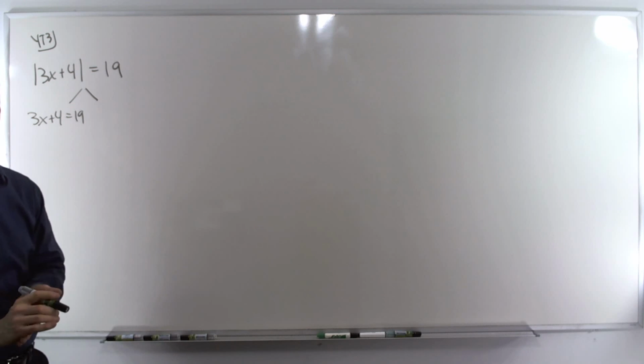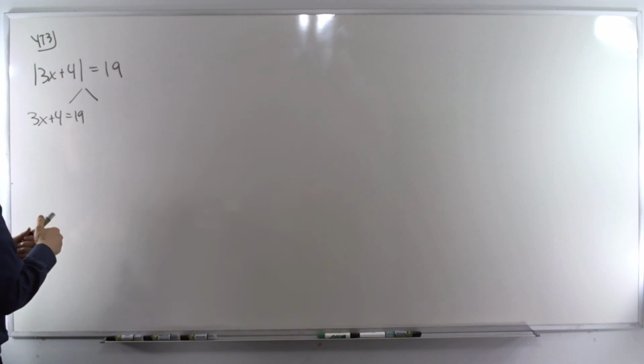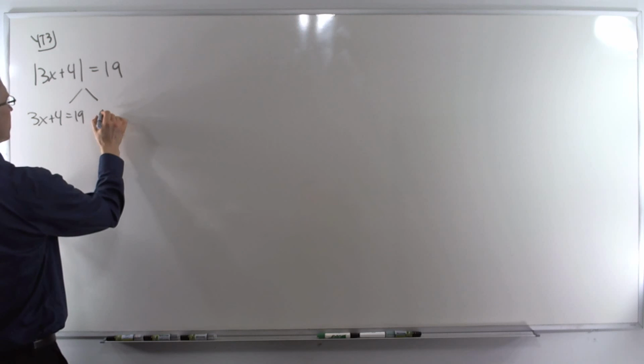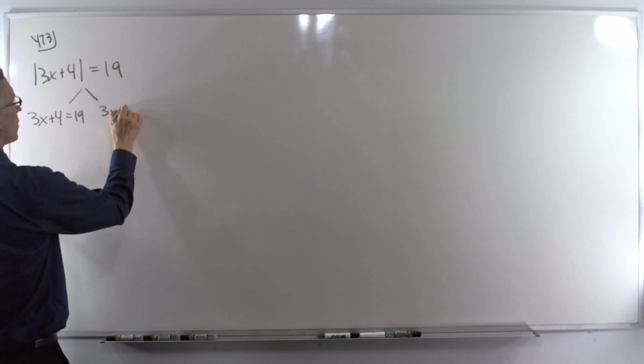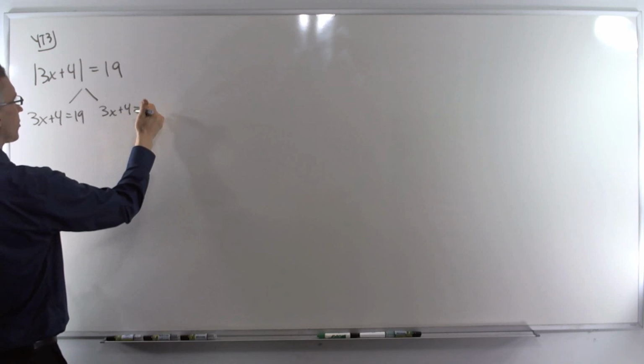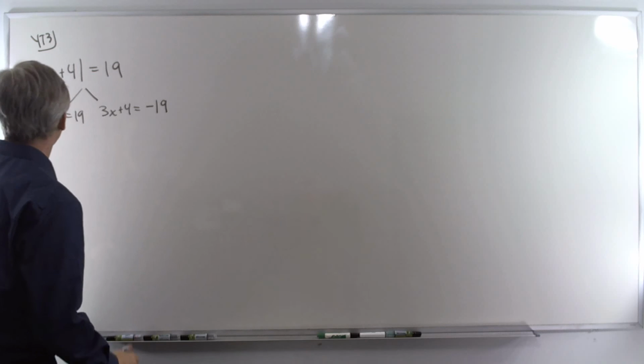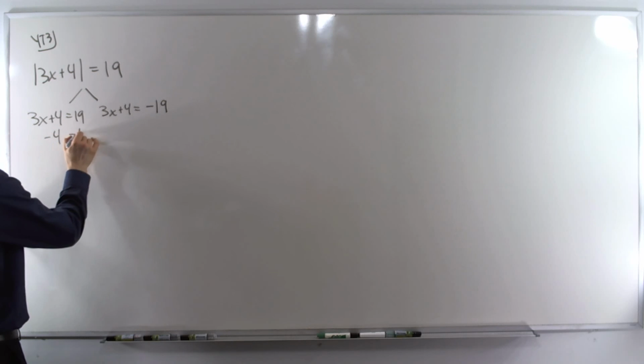That's something I see a lot of students do. They'll just leave the absolute value bars in there and then start making mistakes. So remove those absolute value bars. All right, so we've got the equation as it is, and then over here we'll set it equal to the opposite on the right-hand side, so negative 19. We'll solve each of these.